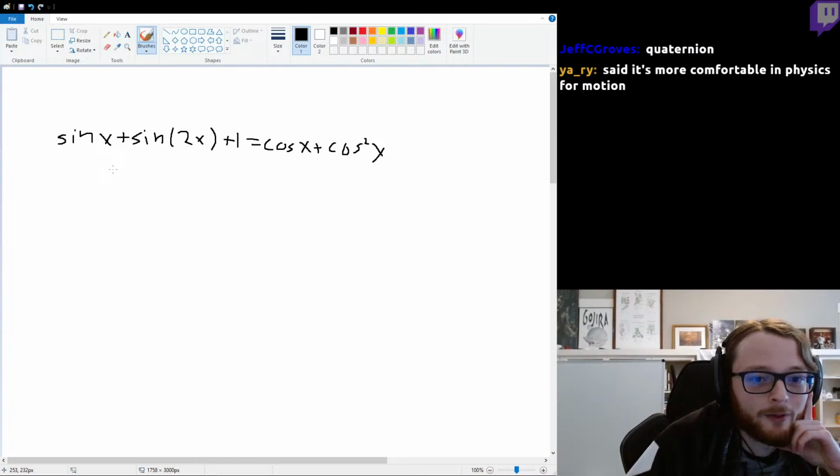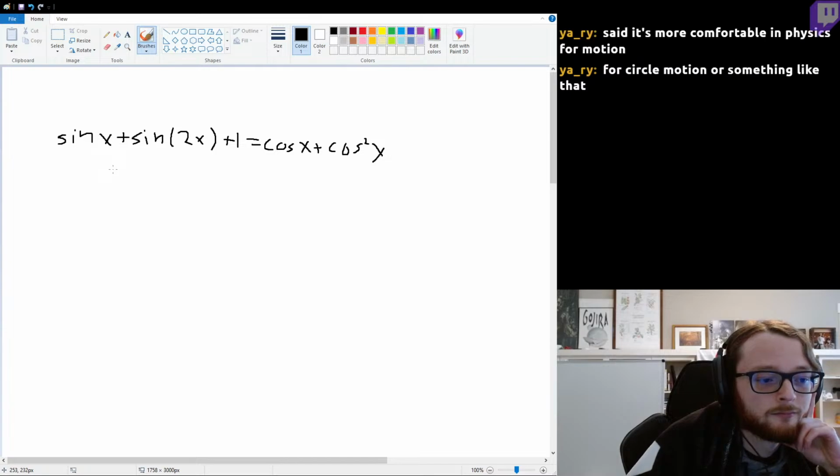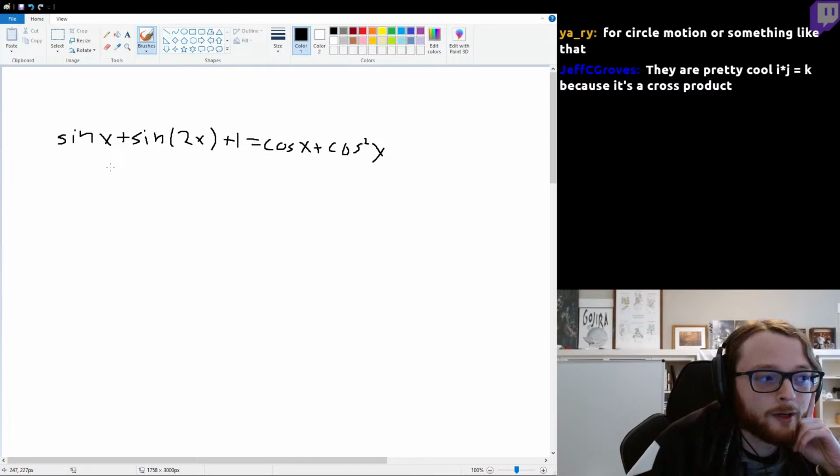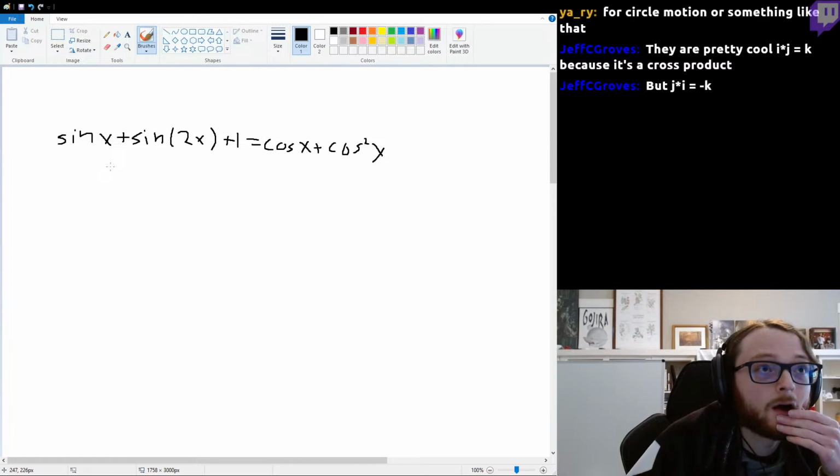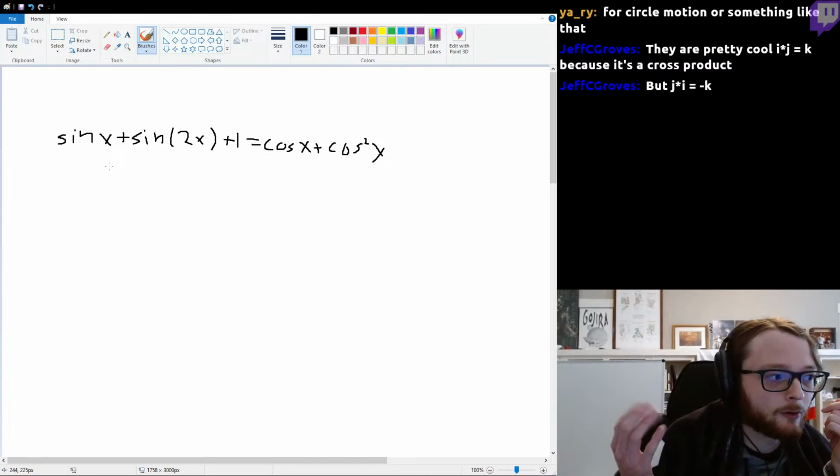To tackle this one, i times j equals k because it's a cross product. Oh yeah, okay. But j cross i equals minus k. Oh yeah, because the way the cross product is right-handed, right?